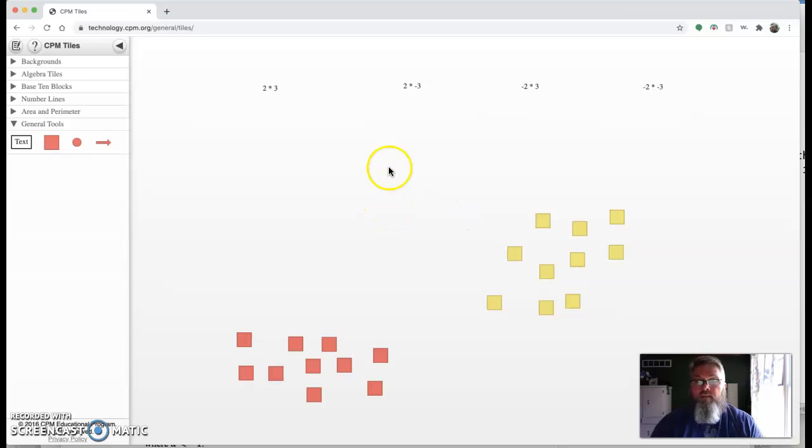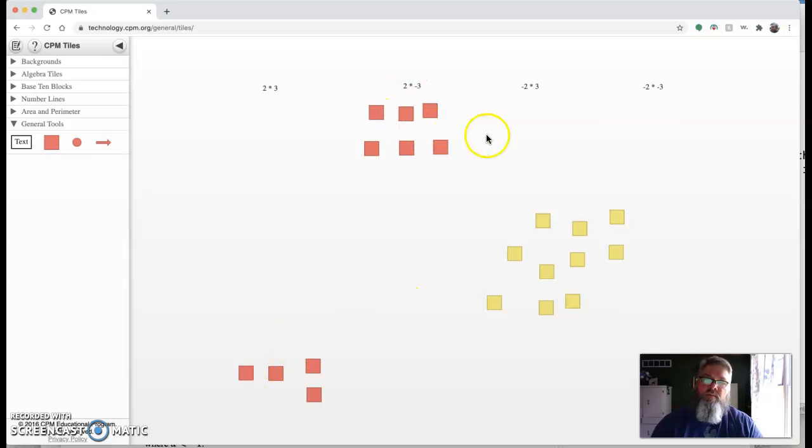All right, so the second problem here, 2 times negative 3. This says put on two groups of 3 negatives. Okay, well, here's my negatives. I'm going to put on two groups of them. So 2 groups of 3 negatives. There's 1, 2, 3, 4, 5, 6. Okay, so I put on two groups of 3 negatives. There's 6 negatives in total. That must mean that 2 times negative 3 is negative 6.